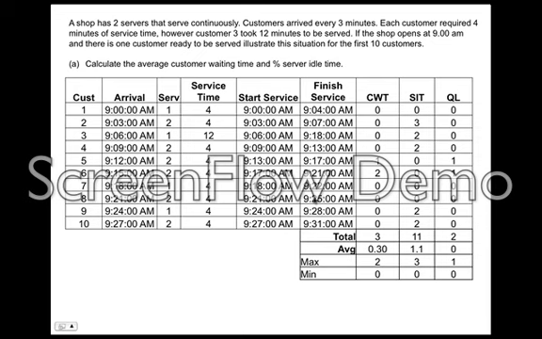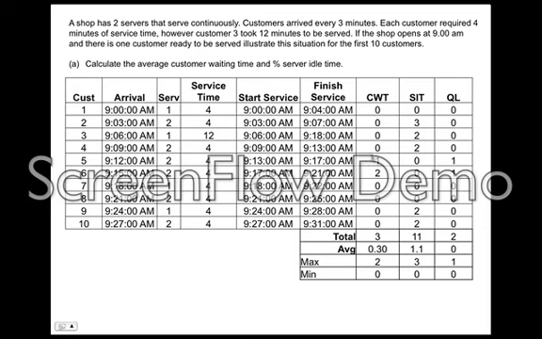Server number 2 takes it through to 9.25. At 9.24, server number 1 is free, so they come from here. 9.24, taken through to 9.28, and then server number 2 is then free. They can pick it up at 9.27 and 9.31.